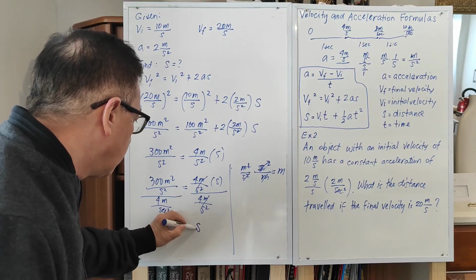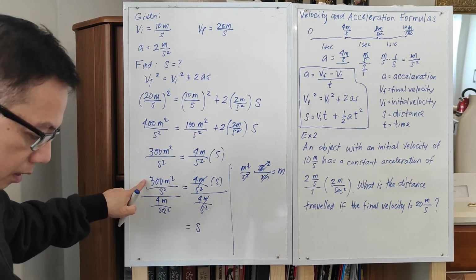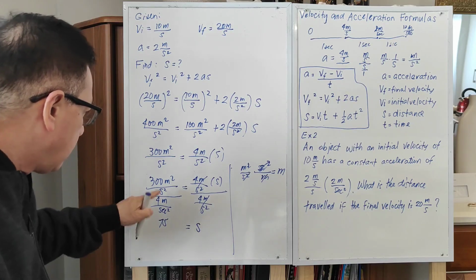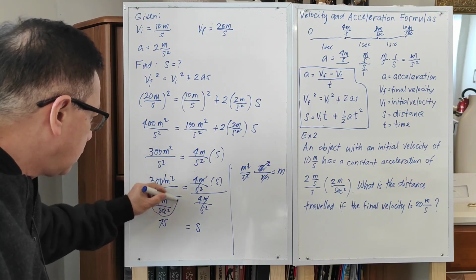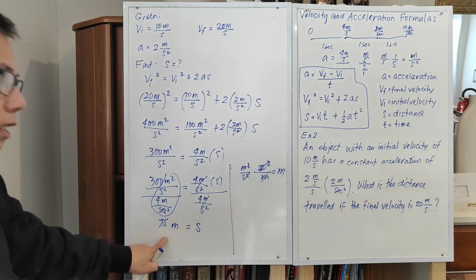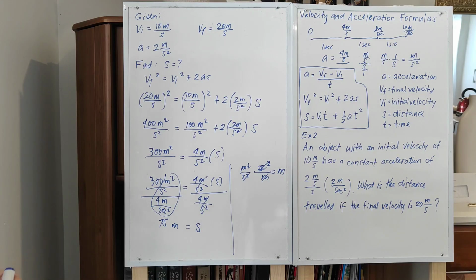So your S, 300 divided by 4 is 75. Now we computed all the units. It became meters. So your distance is 75 meters.